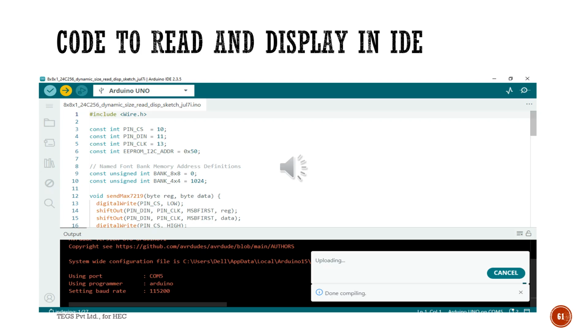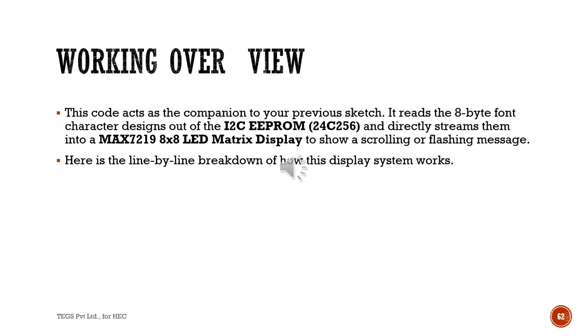All the page 4 codes are copied and put into the Arduino IDE editor and compiled. The flashing process is captured in this page. The working of the read and display code.